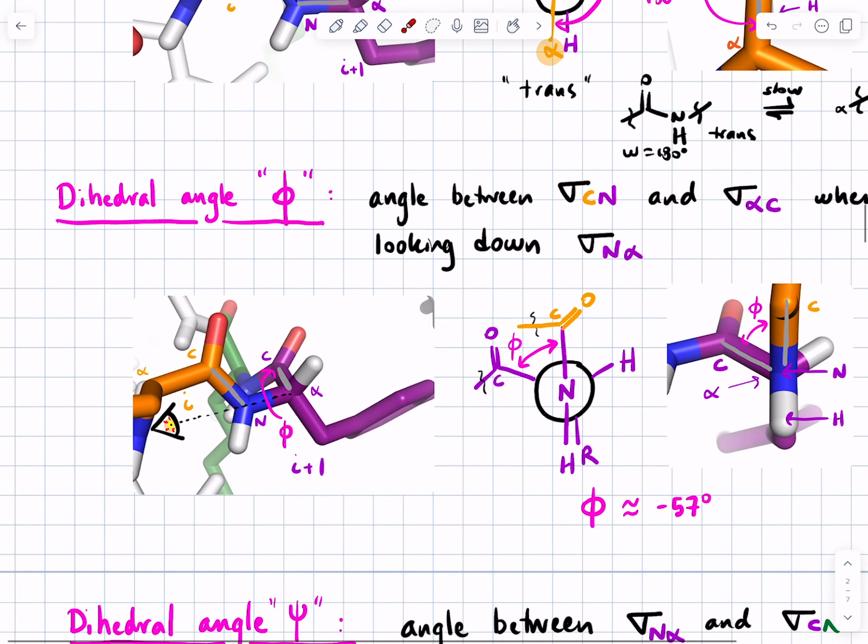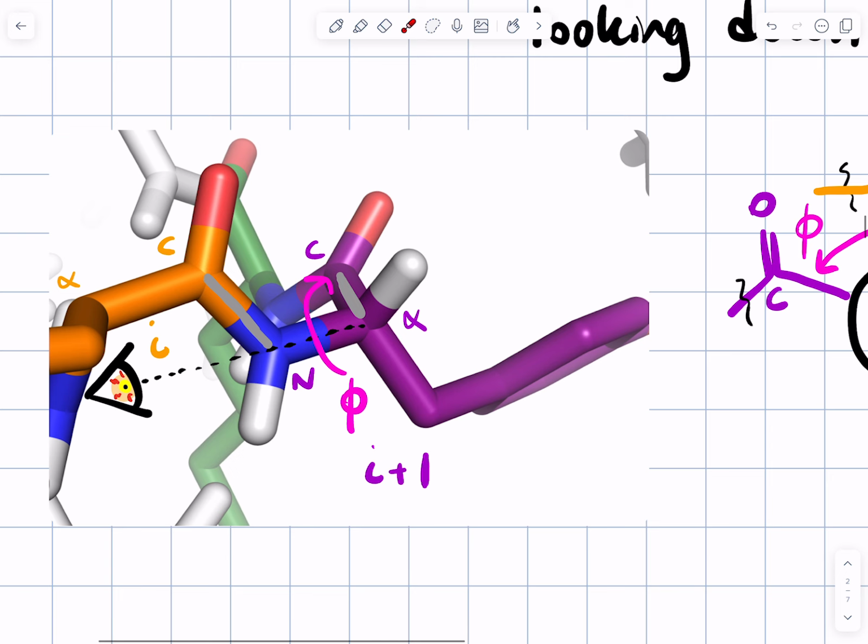So we will zoom in. Here is a view from the structure. Again, here is the orange amino acid, the purple amino acid, the orange carbonyl carbon, the amide nitrogen, the purple alpha carbon, and the purple carbonyl carbon. We're going to be looking down this bond between purple amide nitrogen and purple alpha carbon. And we're going to be looking specifically at the angle between this bond in gray from carbonyl carbon to nitrogen and this other bond in gray from alpha carbon to carbonyl carbon.